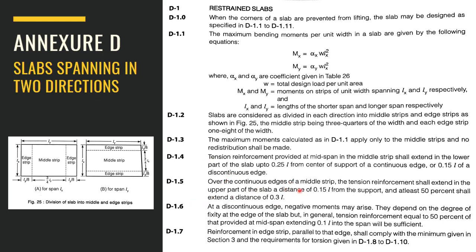Similarly, for a continuous edge, this is at a distance of 0.15 L from the support, 0.3 L. It can be extended for at least 50%. For a discontinuous edge, negative moments may arise. So, depending on the degree of fixity of the edge of the slab, in general, tension reinforcement equal to 50% of that provided at mid-span will be provided, extending 0.1 times L into the span. That will be sufficient.